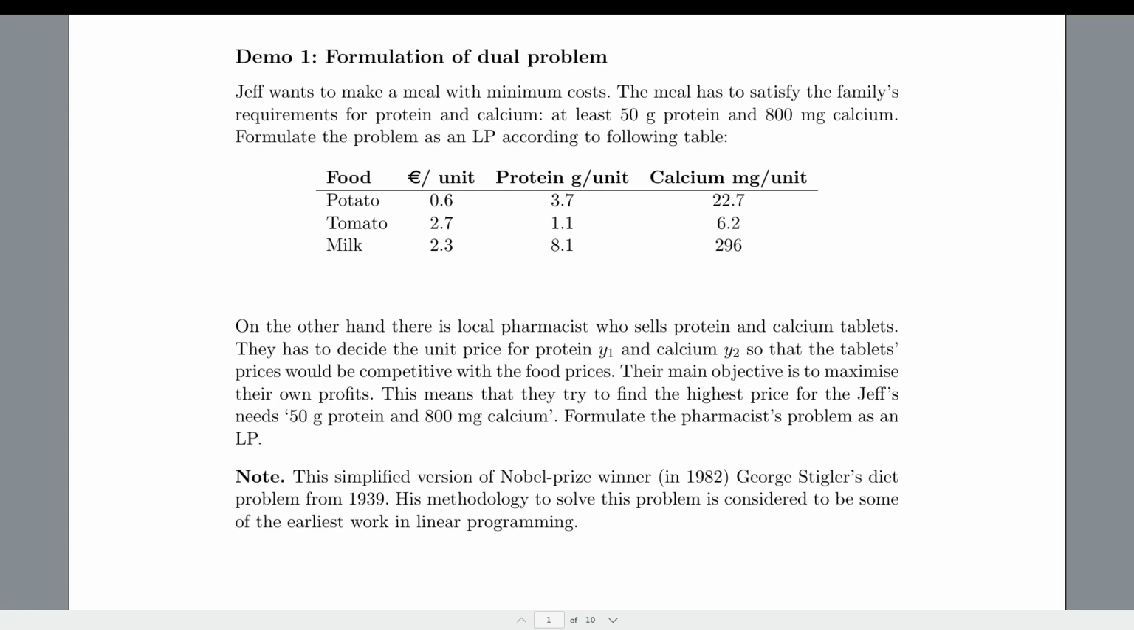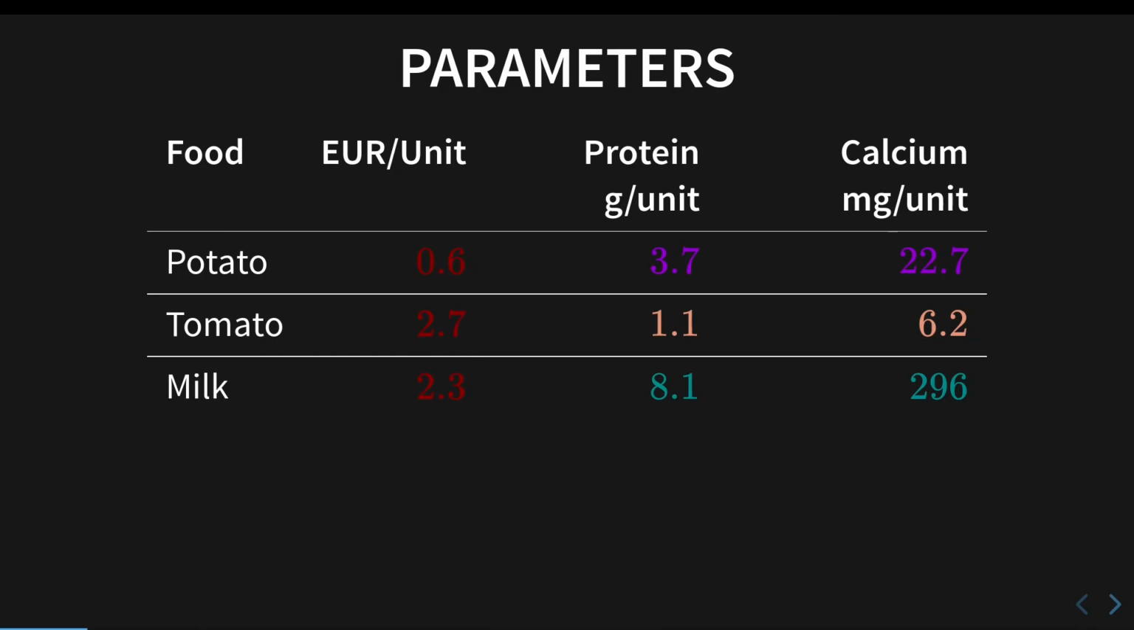In the first linear optimization problem, Jeff wants to make a meal which minimizes his costs and satisfies his protein and calcium requirements with the foods and their prices and unit quantities of protein and calcium listed on this table. In the second linear optimization problem, a pharmacist wants to make protein and calcium tablets that maximize his profit by charging the highest possible prices to satisfy Jeff's protein and calcium requirements while not exceeding the costs of the listed foods. We'll start by color coding the parameters as seen on this table.